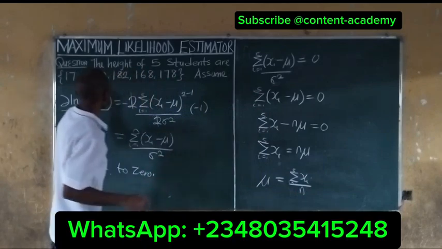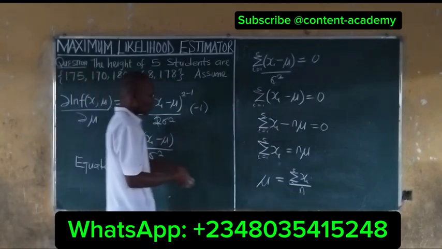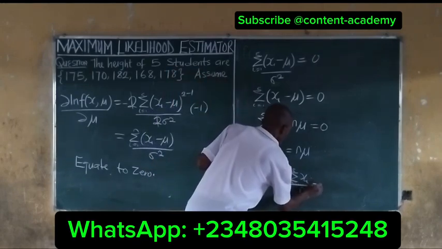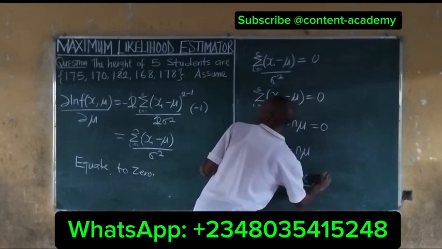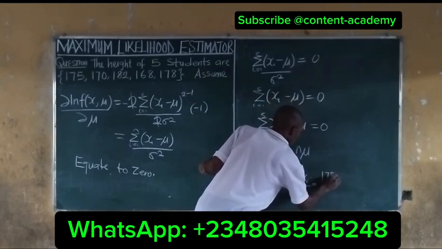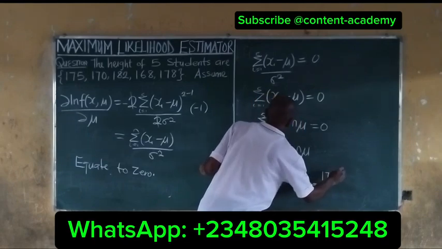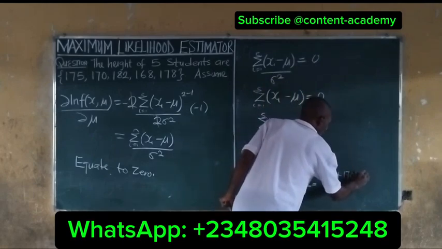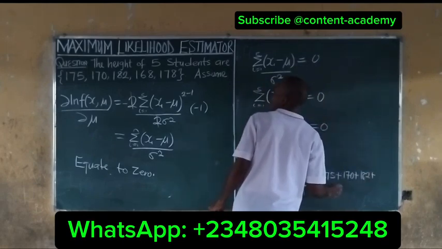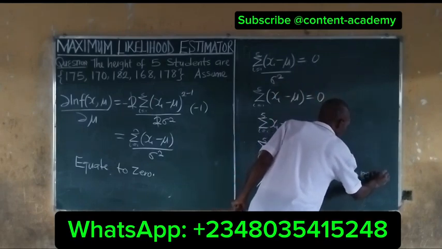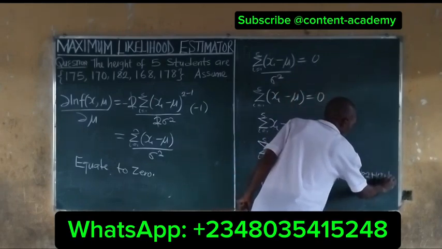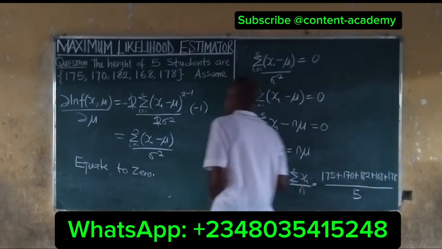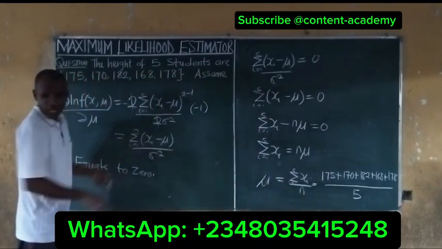Of course, if we come here, we'll see the data given for summation of xi, which is equal to 175 plus 170 plus 182 plus 168 plus 178, divided by 5. So we'll move over to this side of the board to write it out properly.